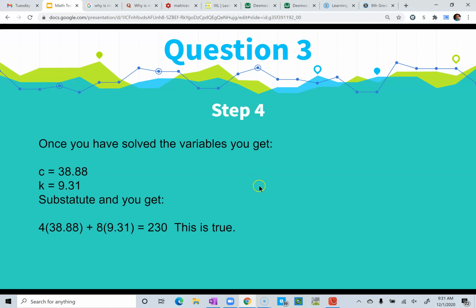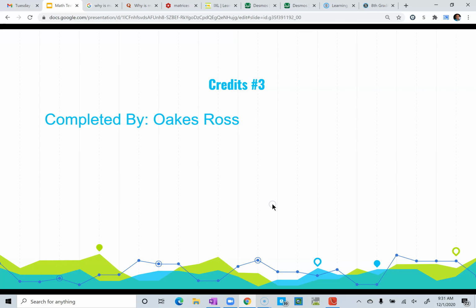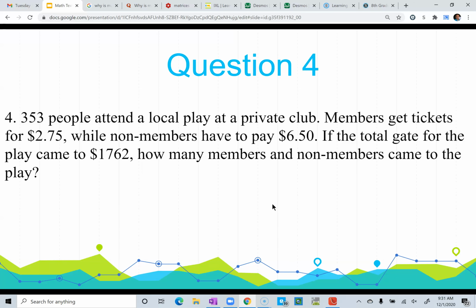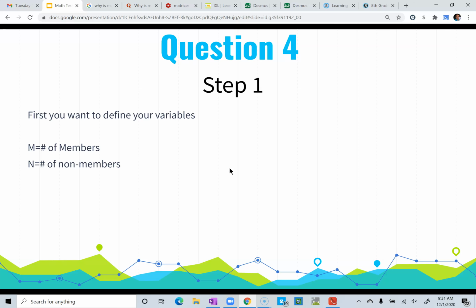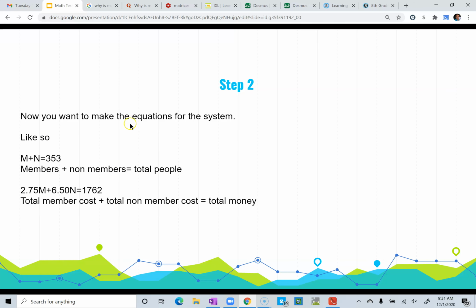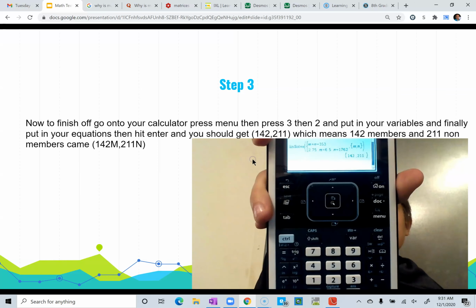They misspelled substitute again. Maybe they think that's how they're showing checking. That's nice there. Oaks did that. That's good. This last one, start with a question. Define the variables. That's good. Make your system. That's good. This is the members, non-members problem that we did yesterday, right?